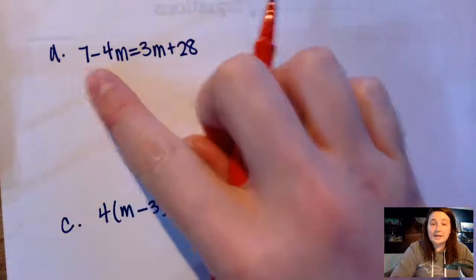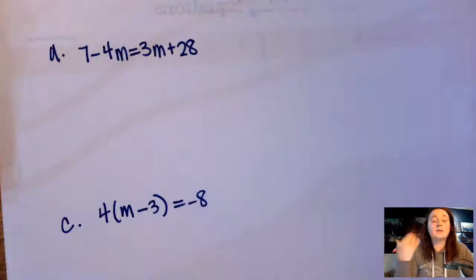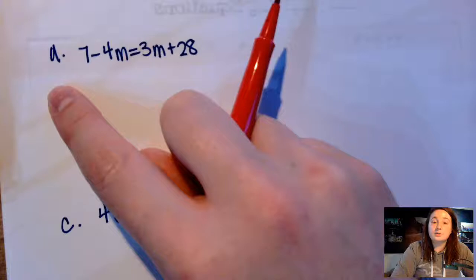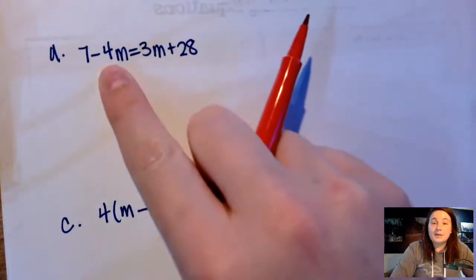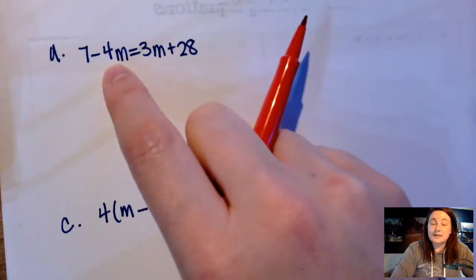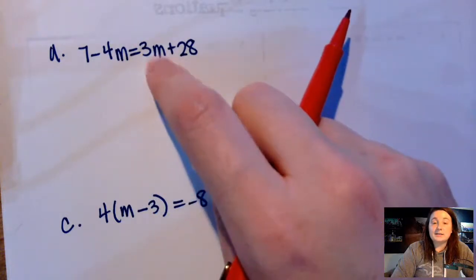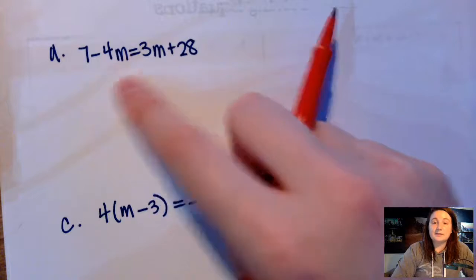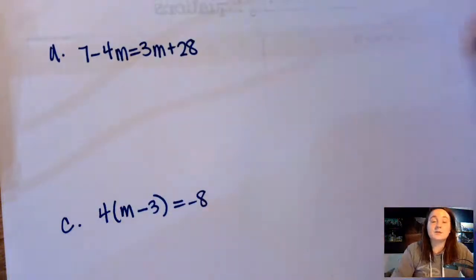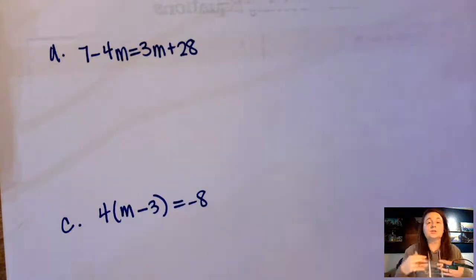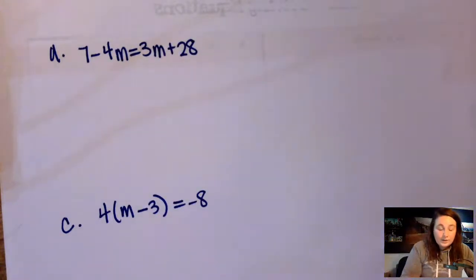You could move any of these four things by doing the inverse. Because 7 is positive, you could subtract it from both sides. Because 4m is negative, you could add it to both sides. Because 3m is positive, you could subtract it from both sides. And because 28 is positive, you could subtract it from both sides. You just have to figure out what is happening and then how to undo that with the inverse. Like I said, I like to start with the variables and I'll choose whichever one is negative if there is a negative one.